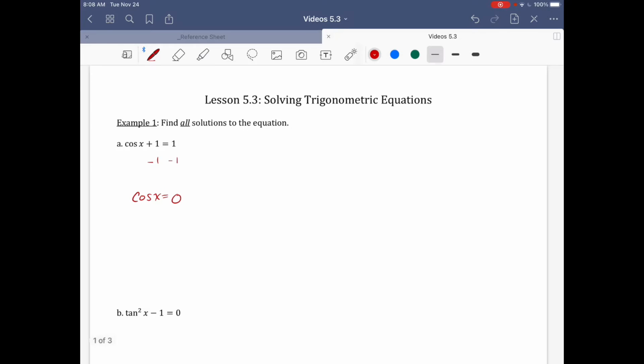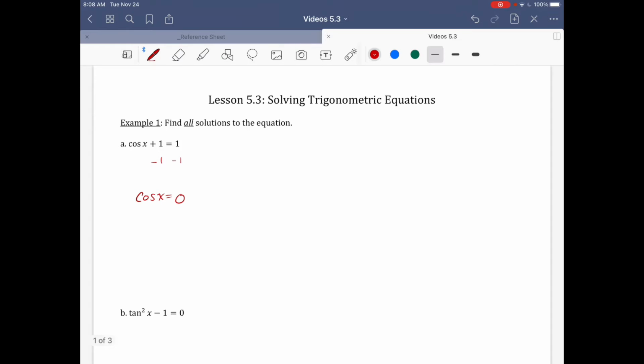So in this particular case, we want to get this equation to say, cosine equals a number. In part B, you'll want to look at ways to find tangent equals a number. But we'll get there in just a second. So now that we have cosine x equals 0, what we need to do is identify all angles whose cosine is 0.